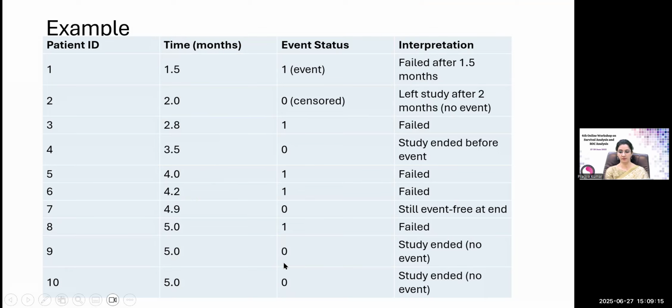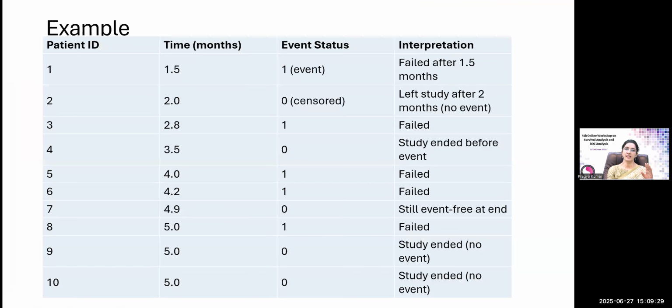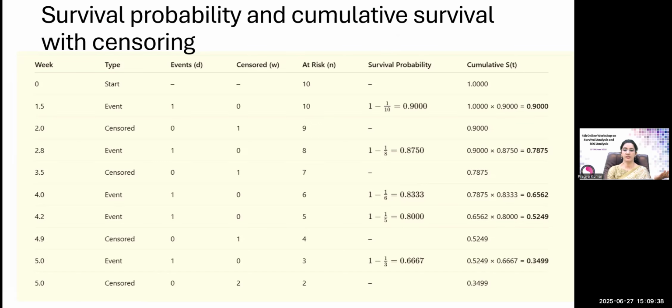Okay, so this is one survival example. If I have to calculate the survival probability, there is something known as the cumulative probability if I include censoring. With this example, I want to show you what happens to the survival time if you don't include censoring and if you include censoring. So this is the survival time if you include censoring. Survival time is calculated only when the event happens.